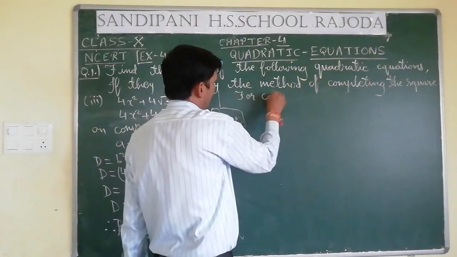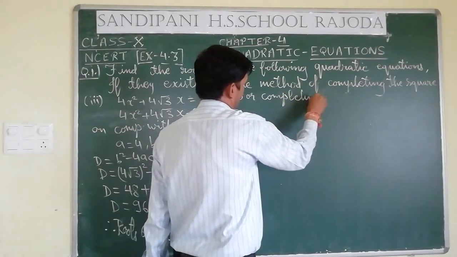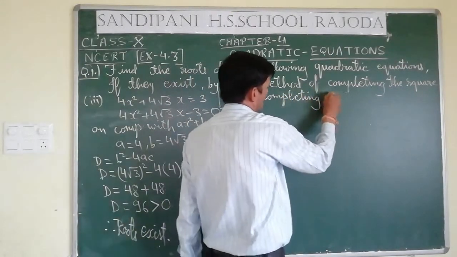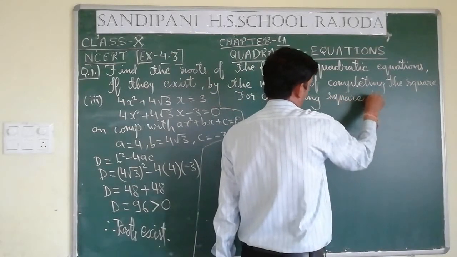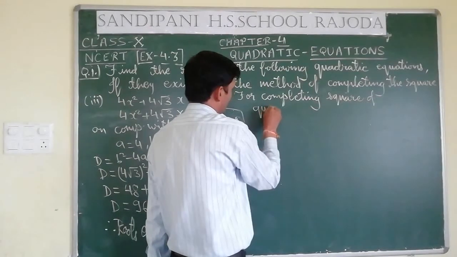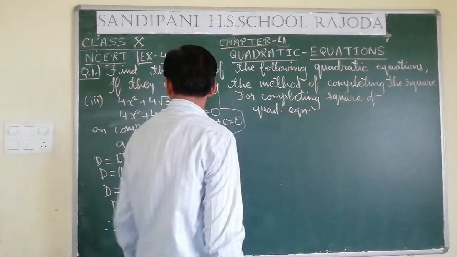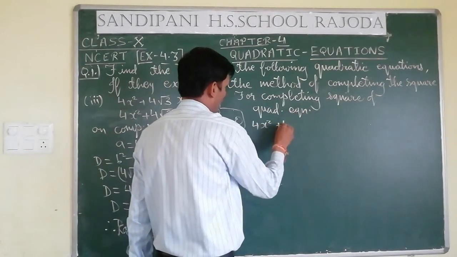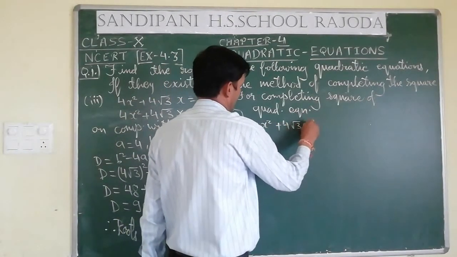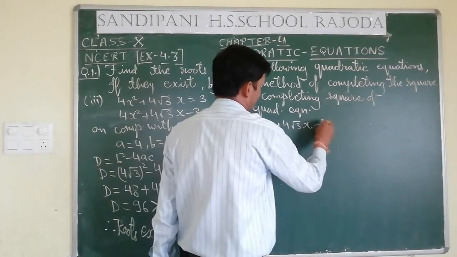For completing the square of the quadratic equation, 4x square plus 4 root 3x minus 3 is equal to 0.